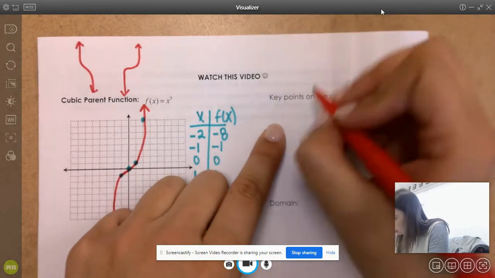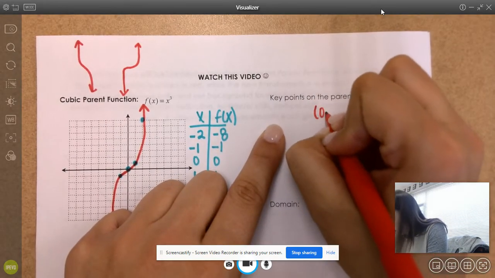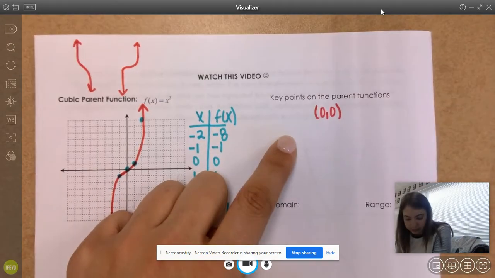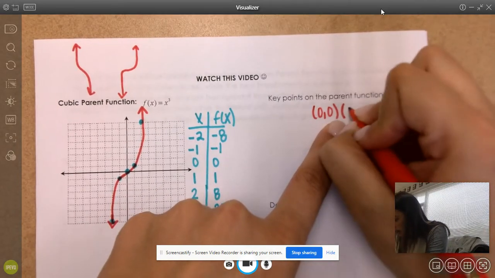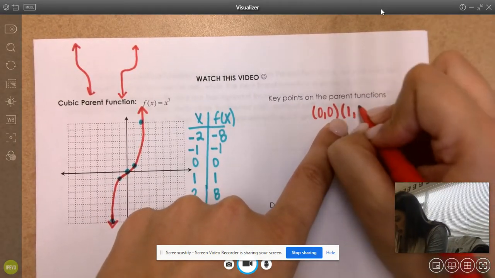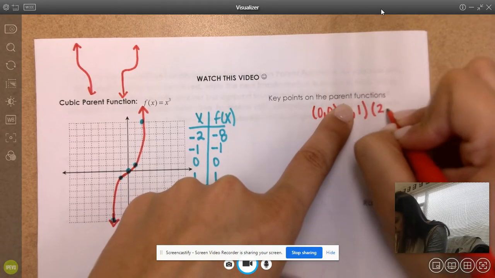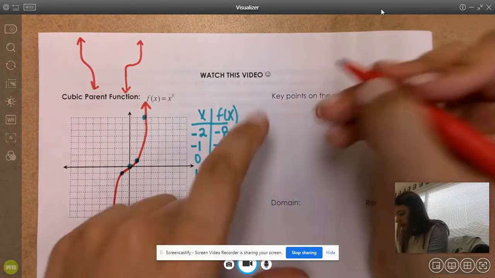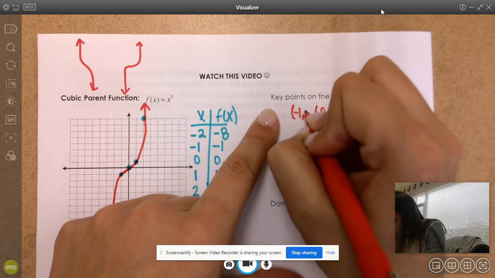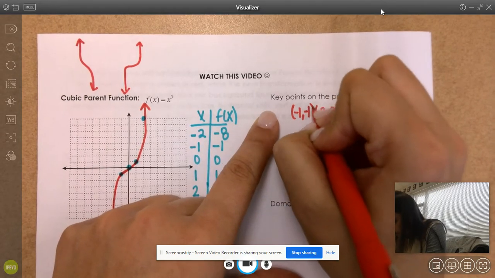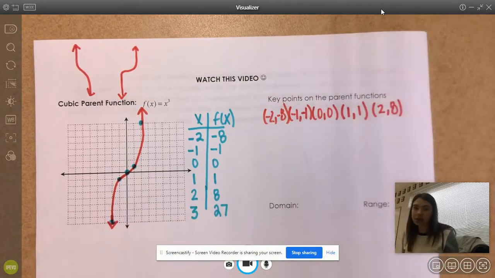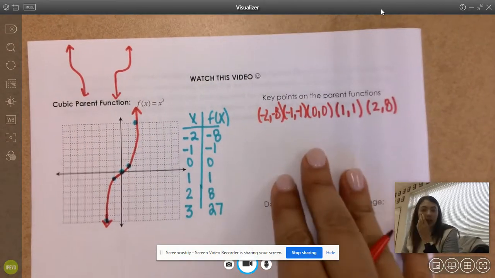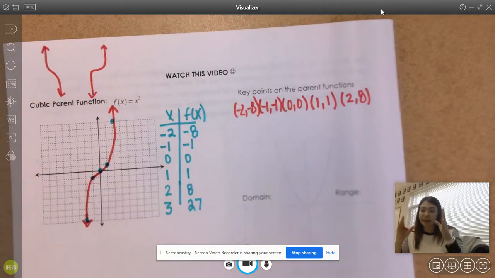So what are some key points on the parent function? Well, obviously we've been starting with (0, 0). And really you're just always cubing whatever x is. So (1, 1), (2, 8), (3, 27), (-1, -1), (-2, -8), and so on and so forth. So these key points of the parent function will always be there.